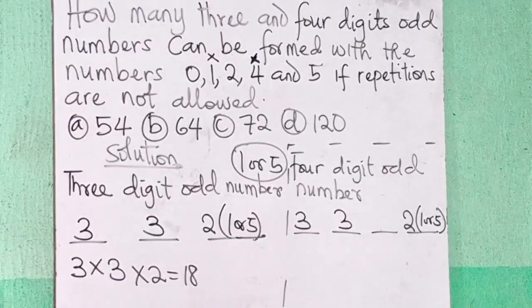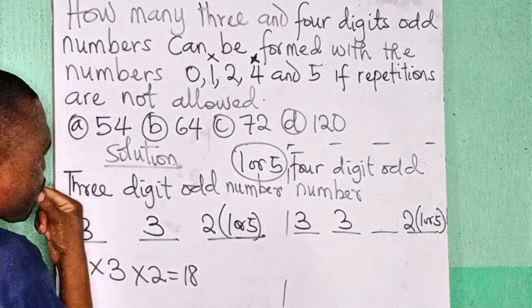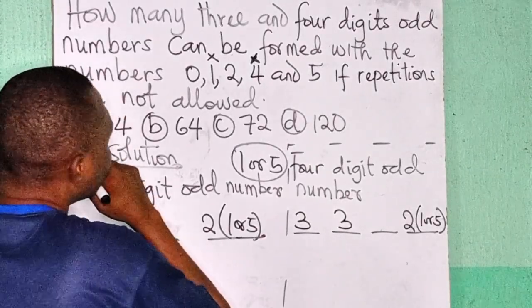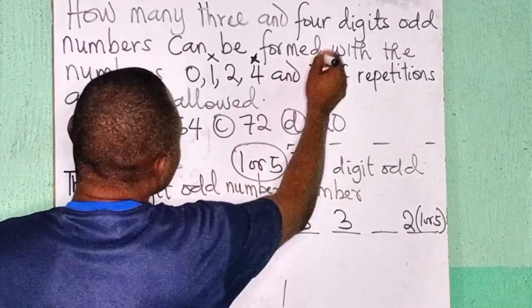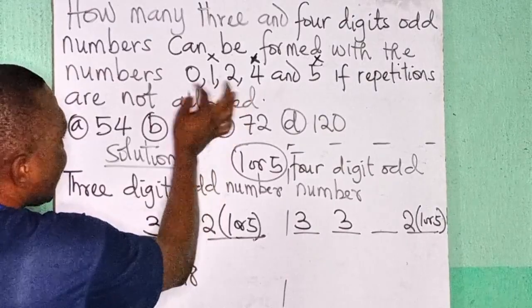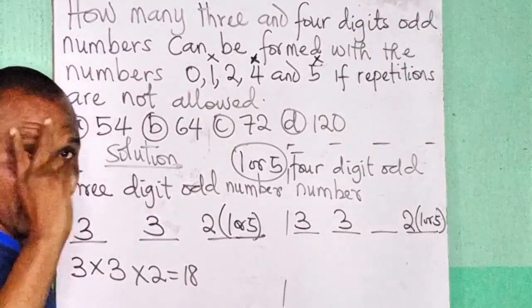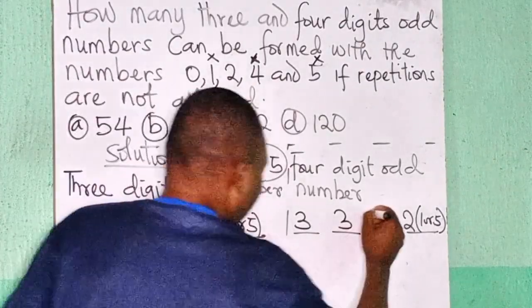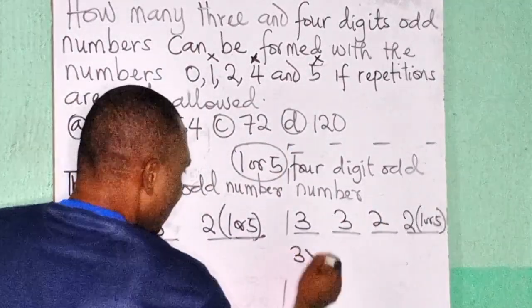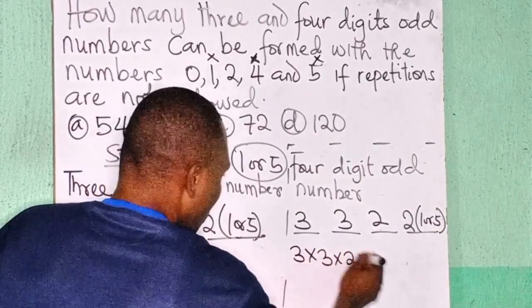Now I've filled the first digit, the second digit, and the last digit. What about the third digit? Let's say the third digit is filled with 5. How many choices now? I'm having 0 and 2 left. So that means I'm having 2 choices. Is that clear? So at the end of the day, I'll be having 3 times 3 times 2 times 2.